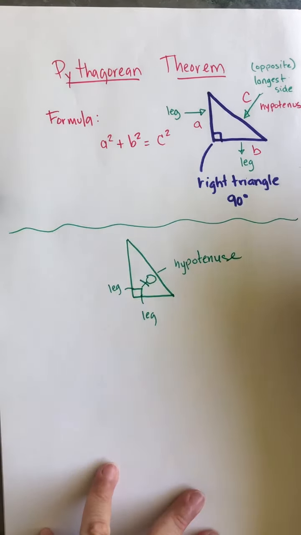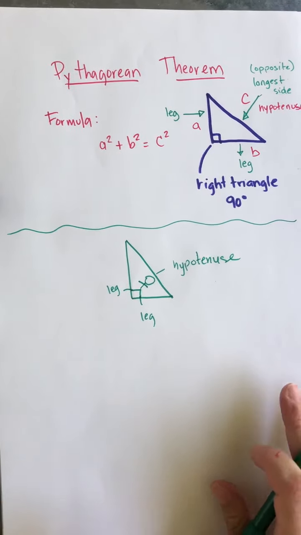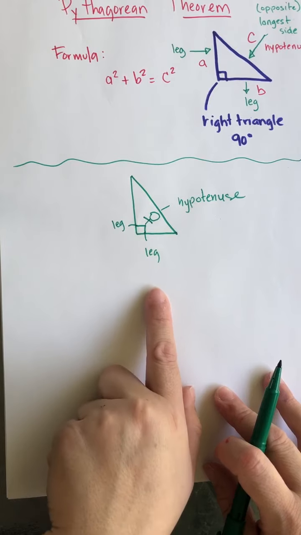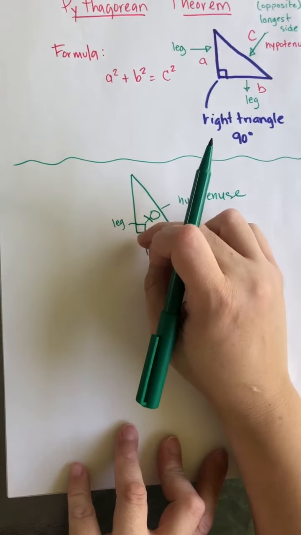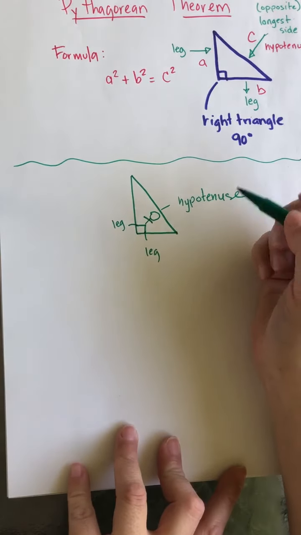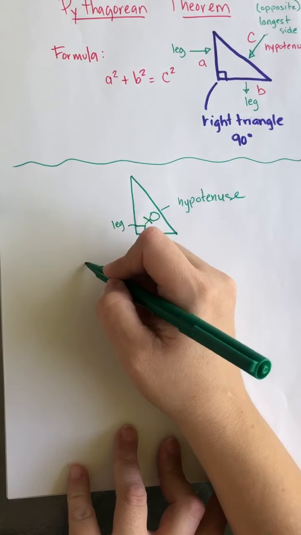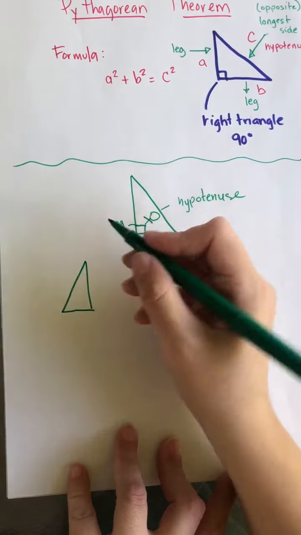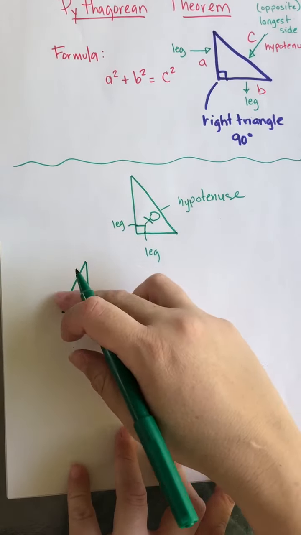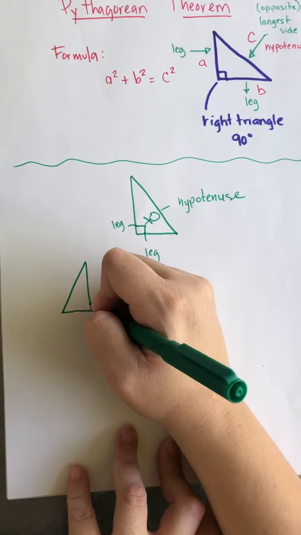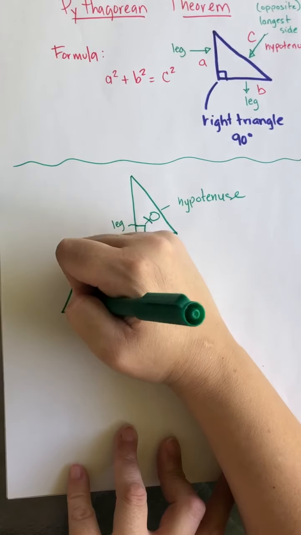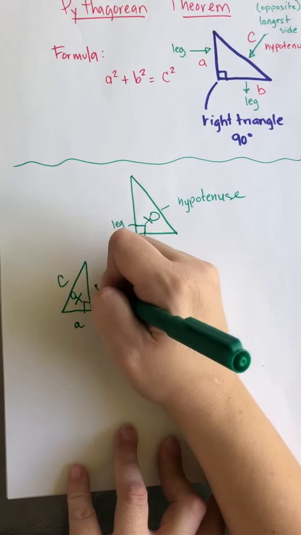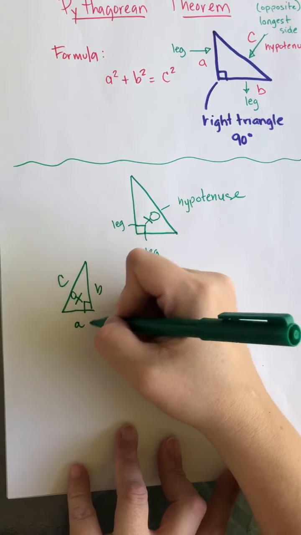This also really works well when you have a triangle that does not show the right angle. Sometimes you might have something that looks like this, and they'll label which one's A, which one's B, which one's C. You got to figure that out. Draw your legs, draw your little guy, and you'll know this is C, this is A, and this is B, or these two vice versa.